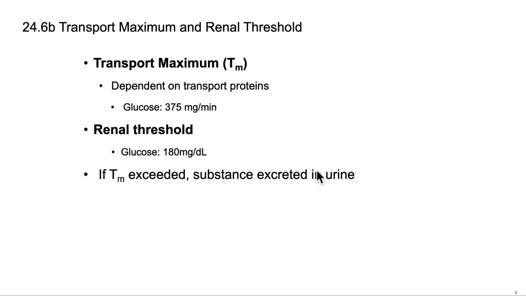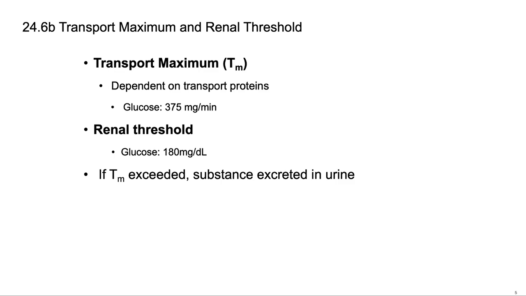Now, one important concept to understand is something called transport maximum and renal threshold. These are different concepts, but they're related. So transport maximum is the amount of some substance in the filtrate that can be absorbed or secreted across the renal tubule in some given amount of time. Take glucose as an example: the amount of glucose that can be reabsorbed from the tubular fluid back into the blood over some given amount of time. For glucose, it's 375 milligrams per minute. That's the amount that can be taken out of the tubular fluid, tubular reabsorption, back into the blood, 375 milligrams per minute.